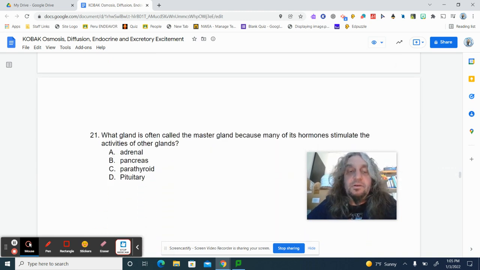Question 21, what gland is often called the master gland because many of its hormones stimulate the activities of other glands? A, adrenal, B, pancreas, C, parathyroid, D, pituitary.